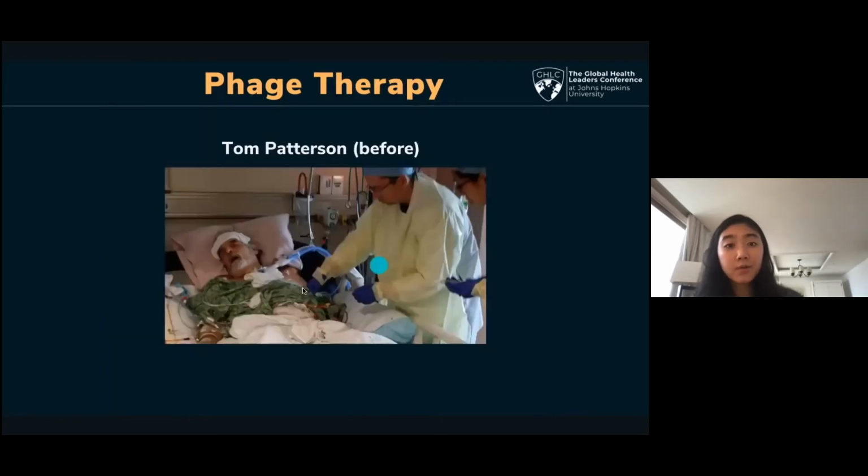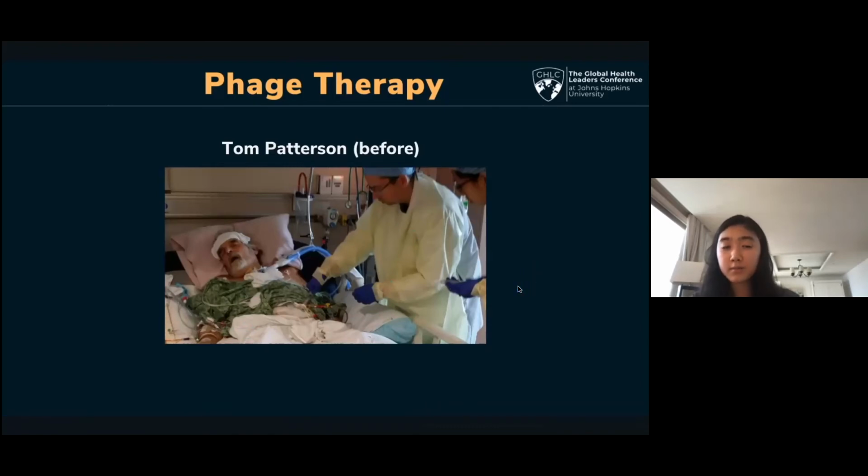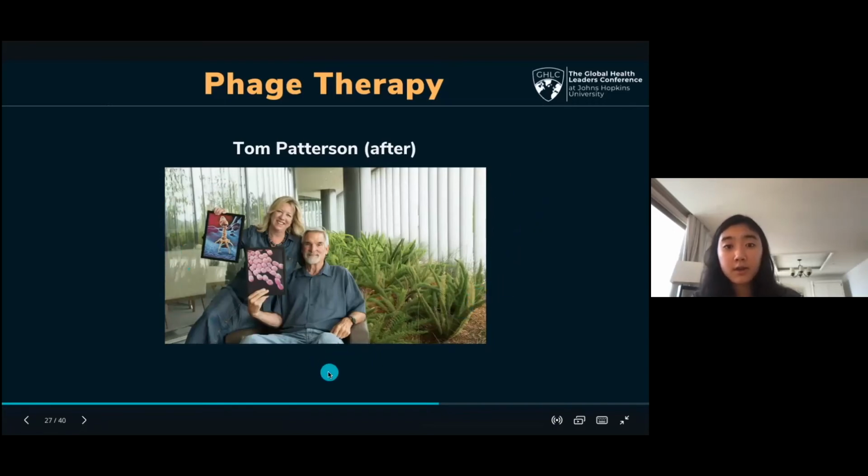Several years ago, phage therapy was used on Tom Patterson, who was infected by an antibiotic-resistant bacteria. No chemical antibiotics worked on him. It seemed like nothing could be done to save his life. Then his wife read about phage therapy and wanted to try it as a last resort. 3 days after his first intravenous phage therapy treatment, Tom Patterson woke up from his coma and began to recover. Today, he is alive and well. His story shows the promise of phage therapy.